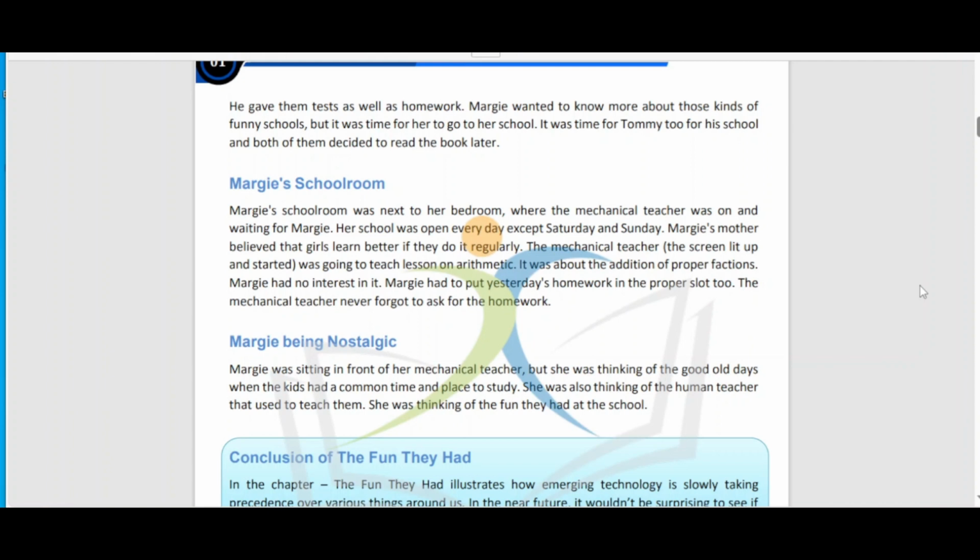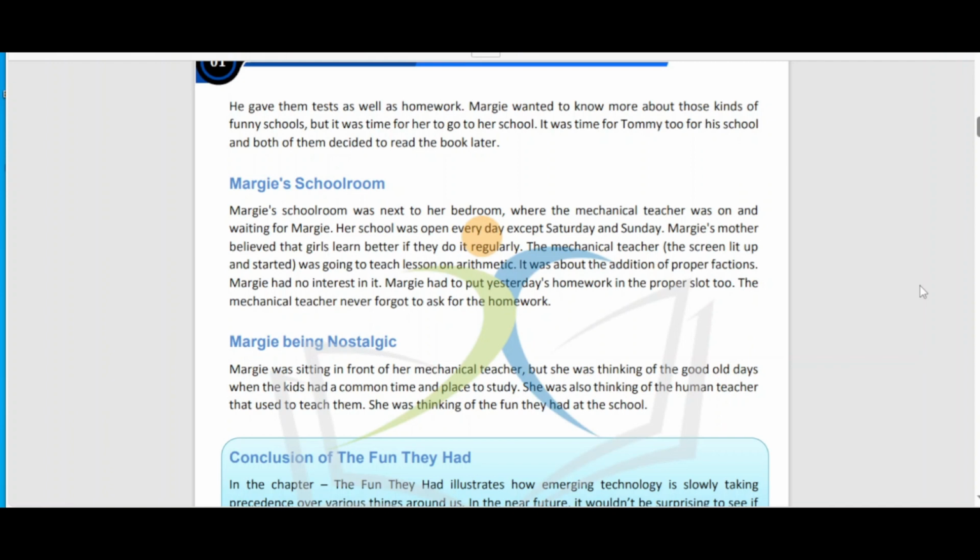But Margie had no interest in it. Margie didn't take any interest because her focus was only on wanting to know more about that old kind of schools and teachers. So she didn't have any interest in that.